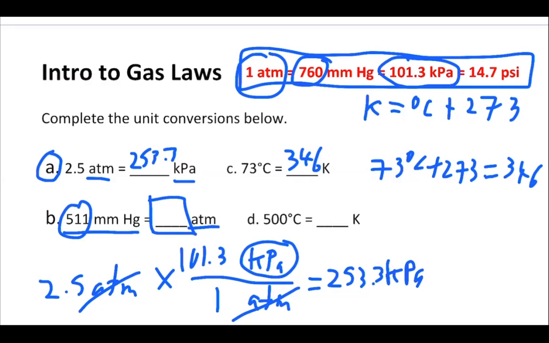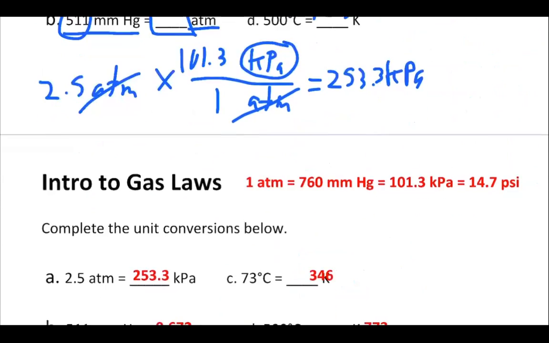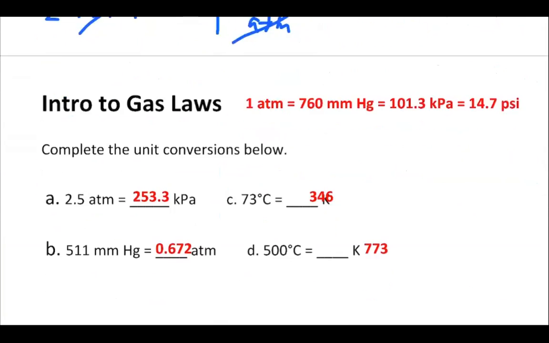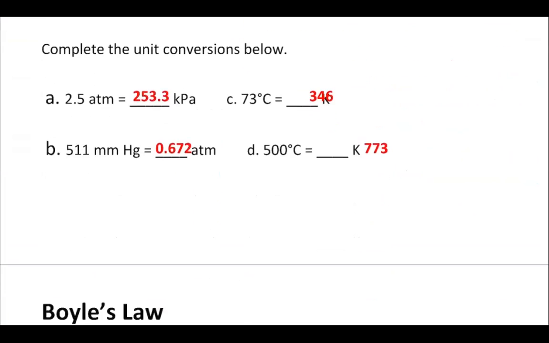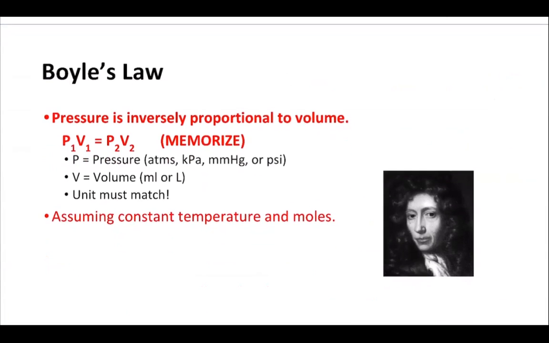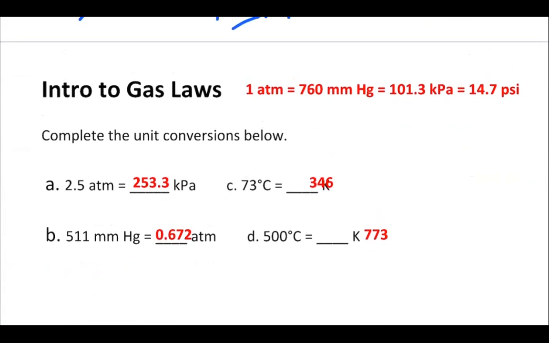For this one, hopefully it was pretty easy. If you're just adding 273, you're going to end up with 773, right? Did I do the math right on that? Yep. All right, you can see the same solutions on the slides themselves. Okay, any questions or comments on that?